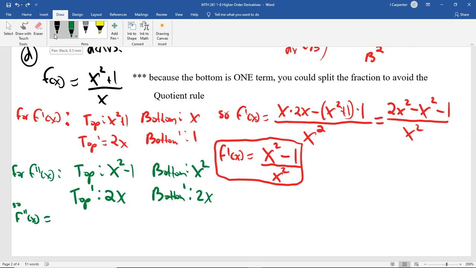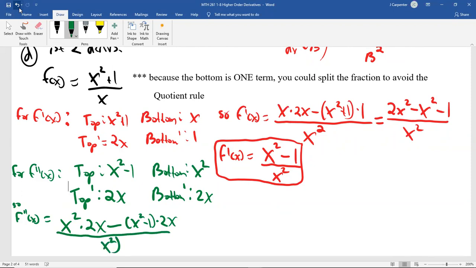I got lucky there. So again, the bottom times the derivative of the top is these two. So the bottom is the x squared times the derivative of the top is the 2x, minus then these two. So the top times the derivative of the bottom. So that's x squared minus 1 times the 2x. Don't forget the all over, and that's the bottom squared, which is x squared squared.